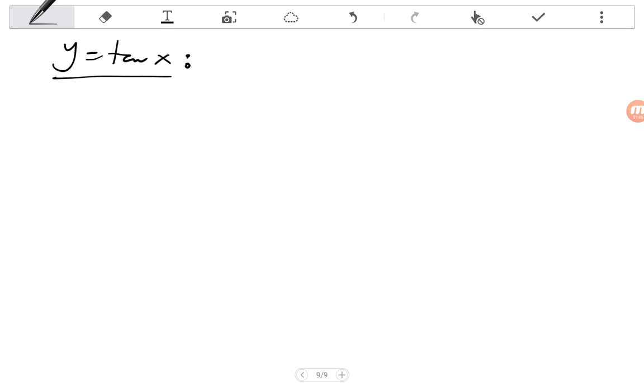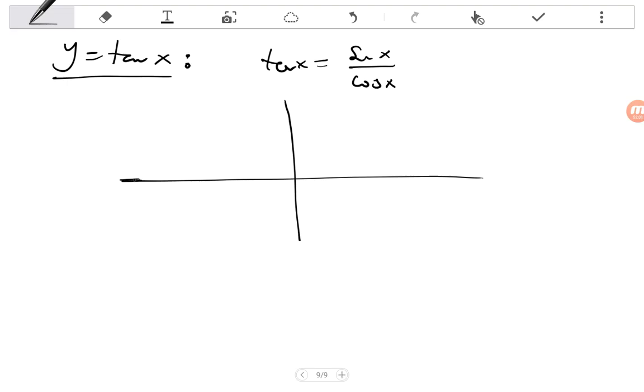Let's study another trigonometric function, which is tan x. We have learned that tan x is just sine x over cosine x. What if I need to find tan 0? Tan 0 is just sine 0 over cosine 0. We have learned that sine 0 is 0 and cosine 0 is 1. So that will be 0. So it starts at 0.